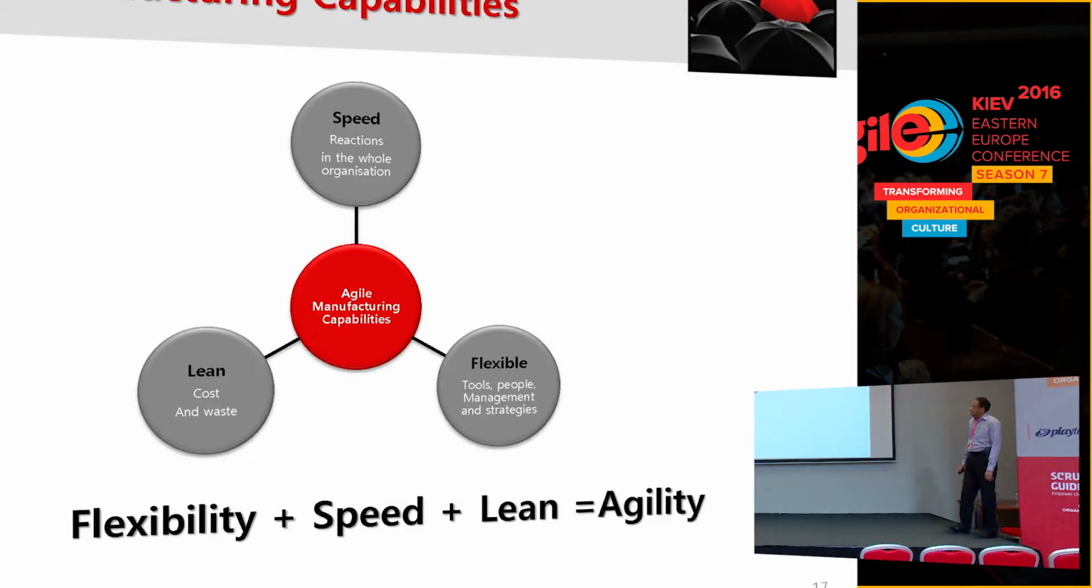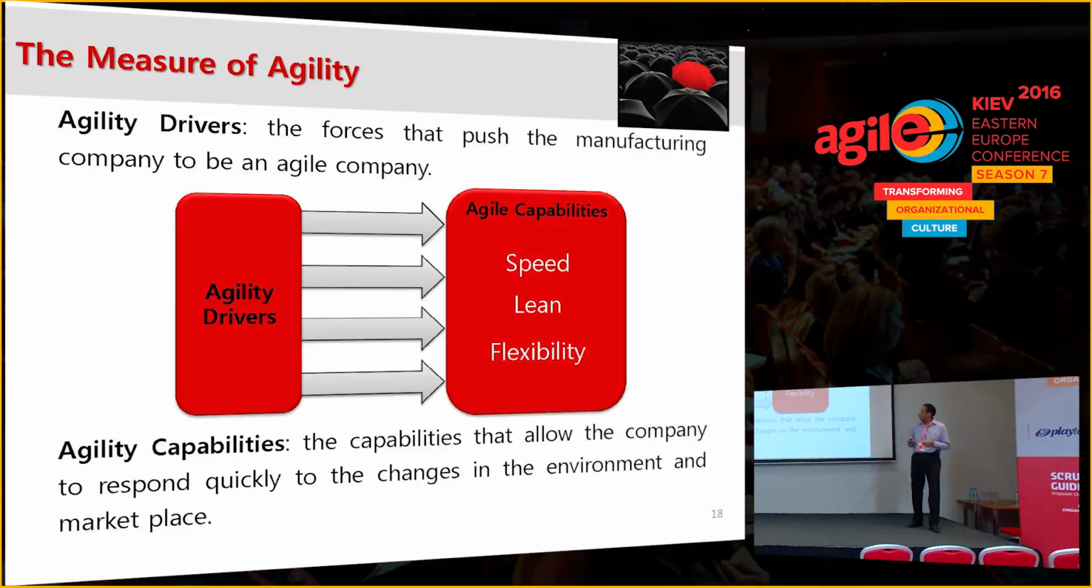What are the capabilities of agility in manufacturing? Speed. They have to be very quick in reactions and in decisions in the organization. Flexible: tools, people management, and strategies. They can change and modify them according to what happens in the market. And lean: reduce the cost and the waste at the same time. So flexibility plus speed plus lean is the agility in manufacturing.